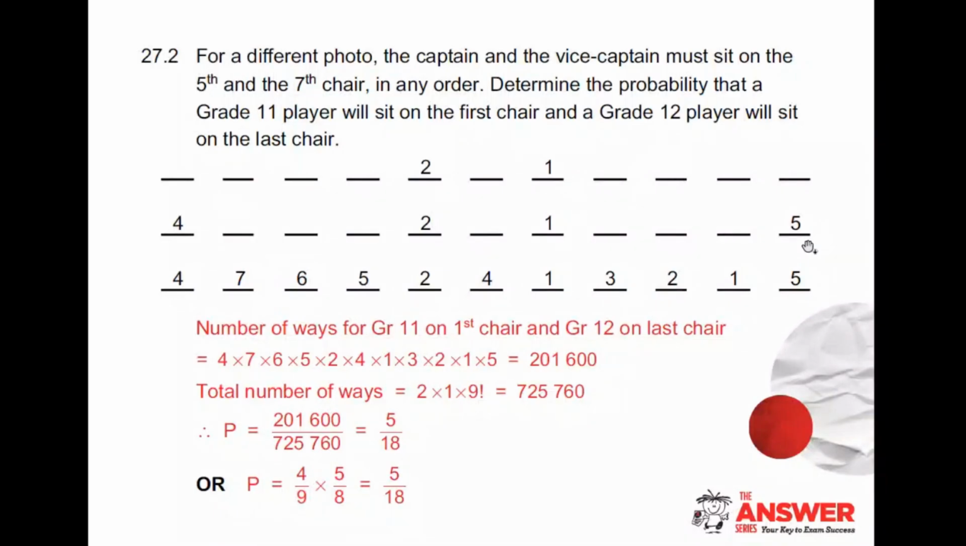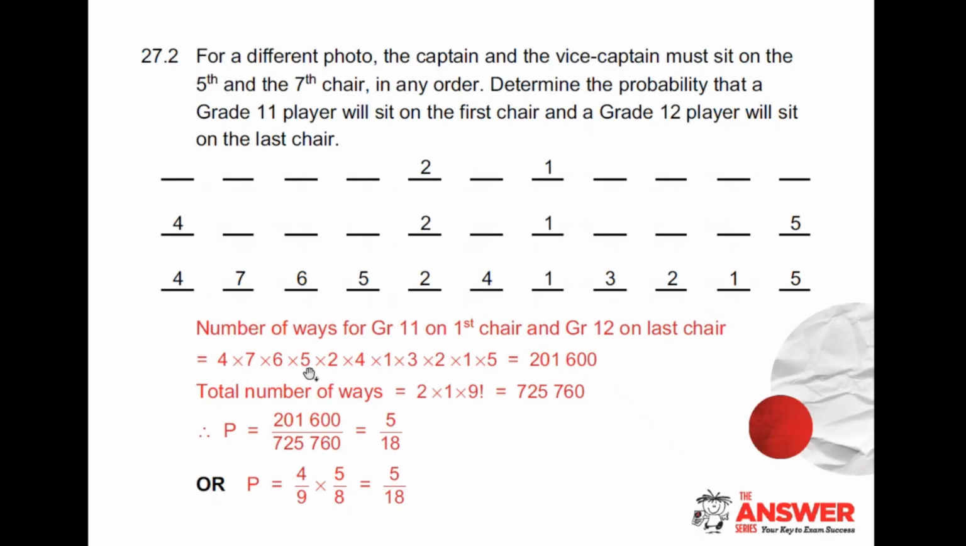So I've fixed 4 people. How many are left in this team? 7. How can I arrange them? 7 times 6 times 5 times 4 times 3 times 2 times 1. So the number of ways, that's my grade 11.